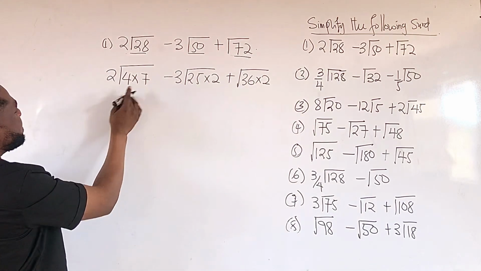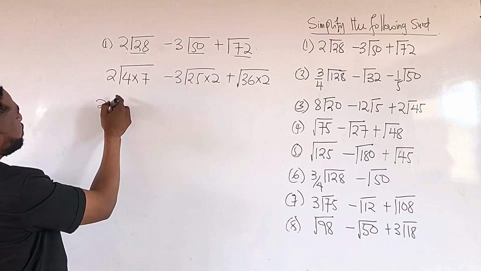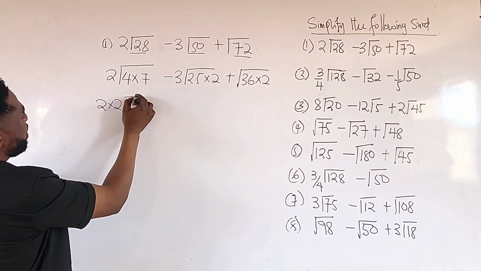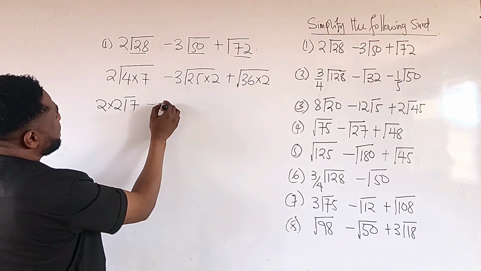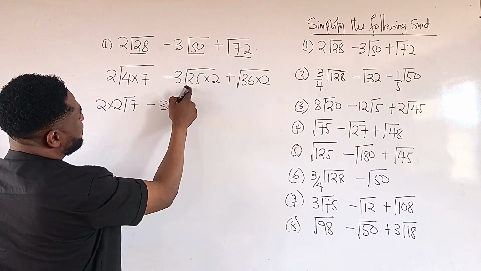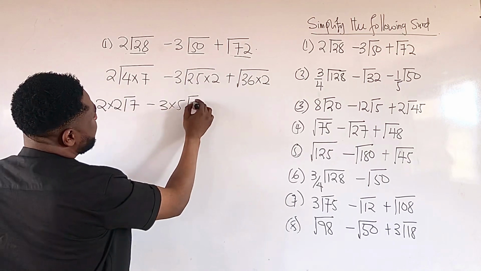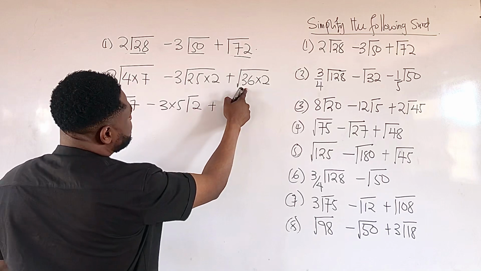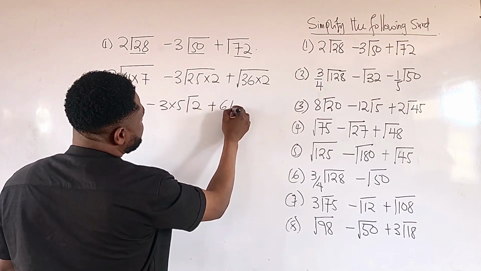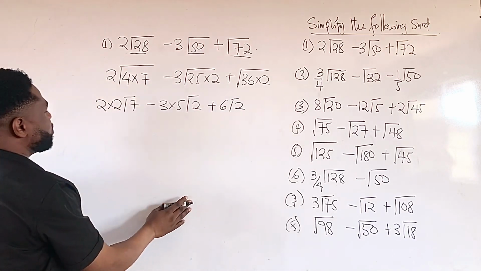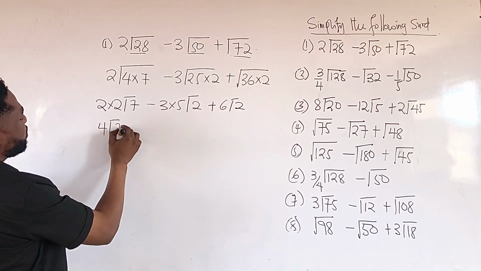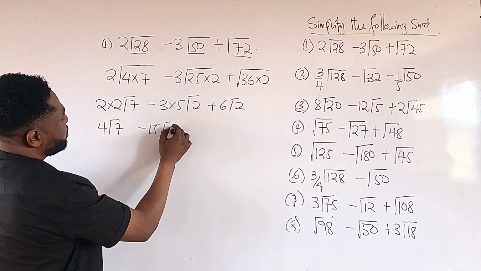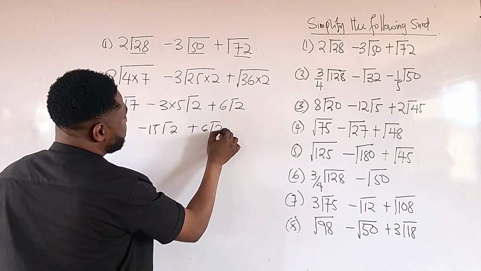Now we need to break this down. Square root of 4 will give us 2. And square root of 7 will give us square root of 7. Minus 3 times square root of 25, which is 5, and we have our root 2. Square root of 36 will give us 6. Then we have our root 2. Now we have 4 root 7 minus 15 root 2 plus 6 root 2.